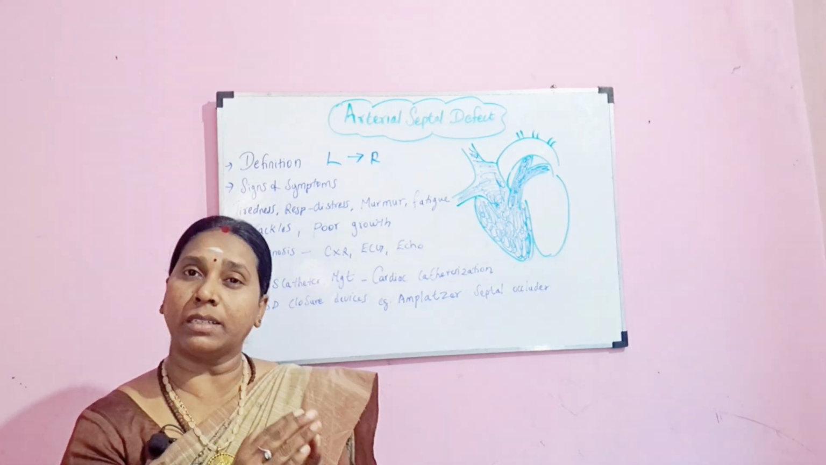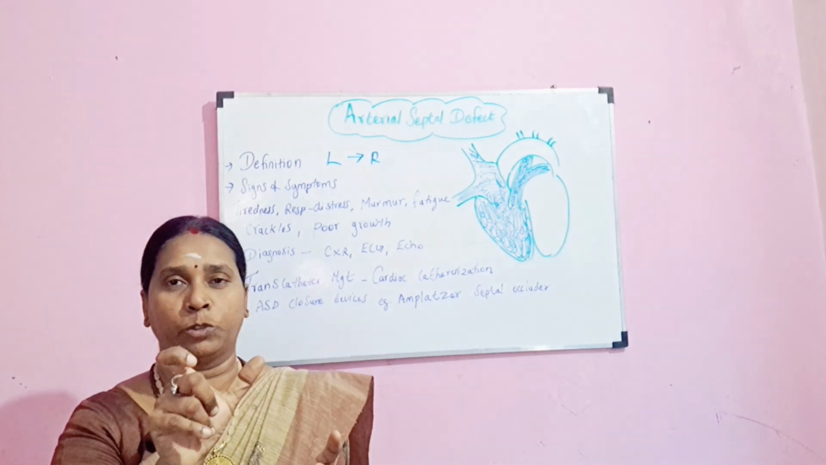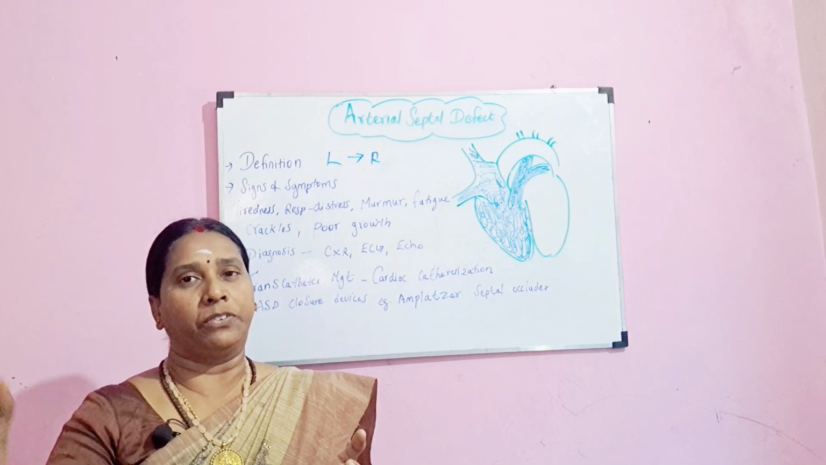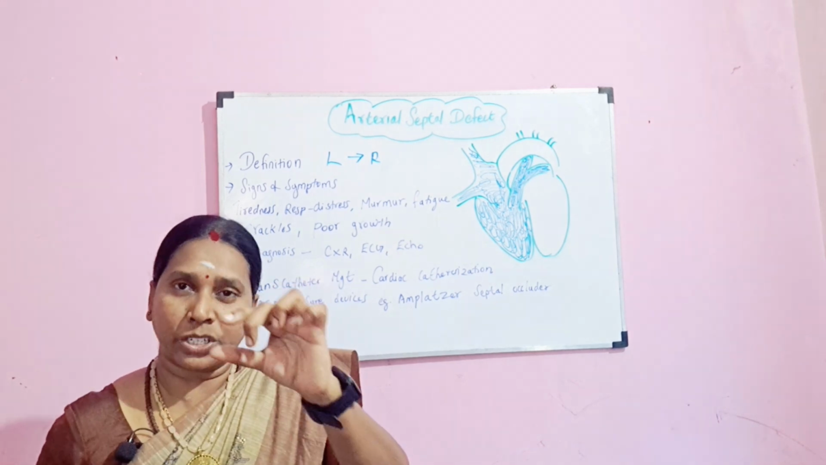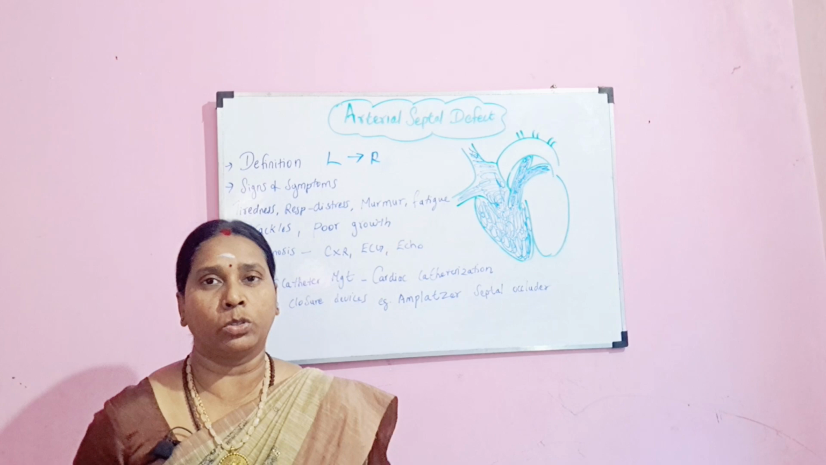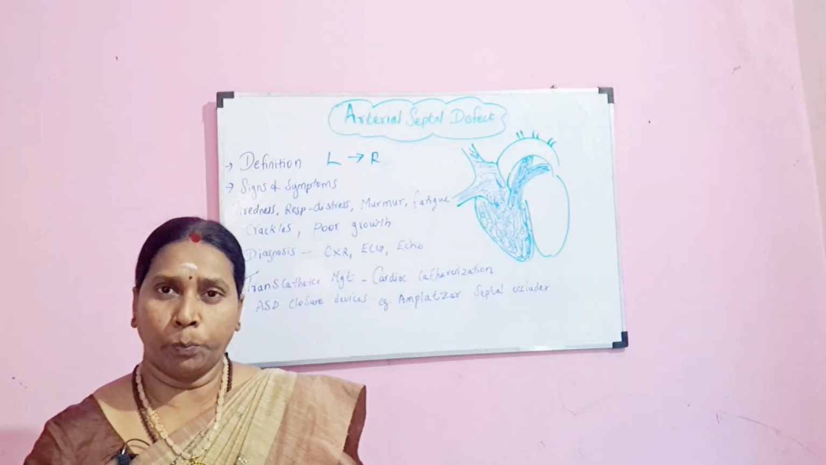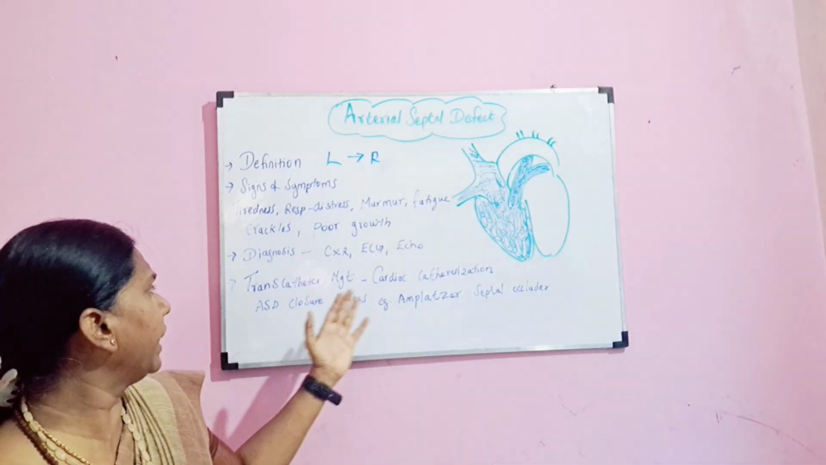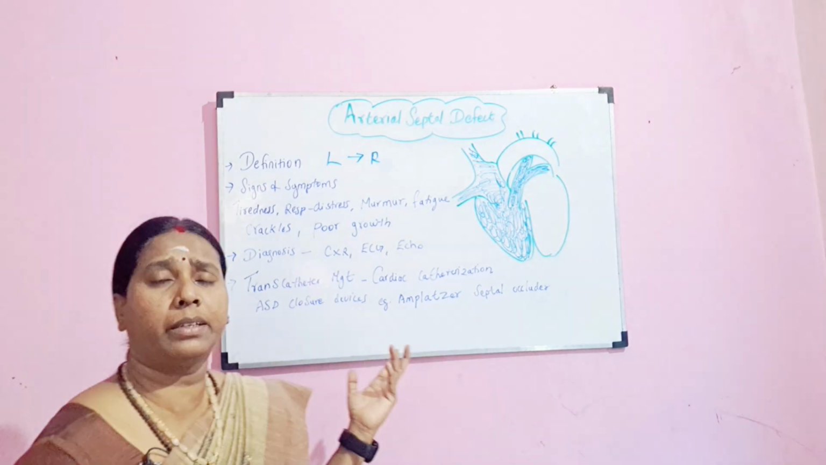So now where is the shunt? It is between the atrium. So it is your atrial septal defect. So this shunt between the atrium has to be closed. So the procedure is your cardiac catheterization, that is your transcatheter management you have to do.